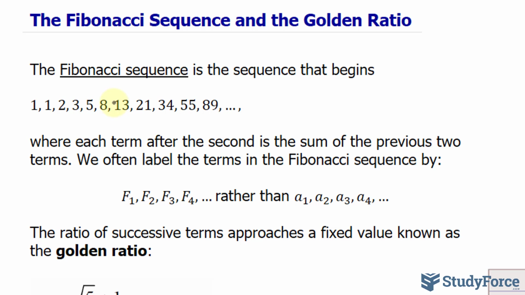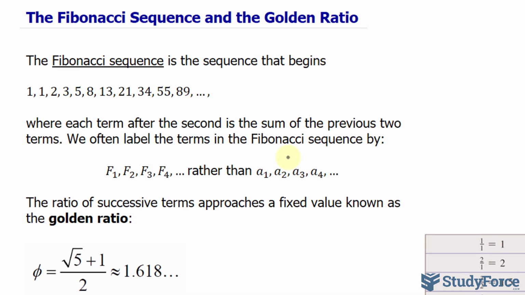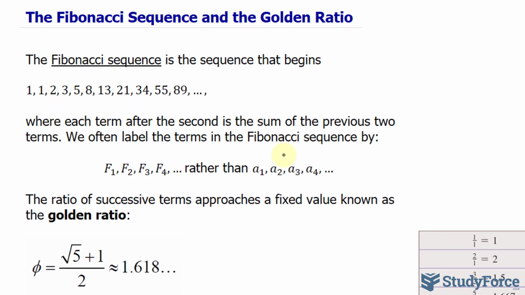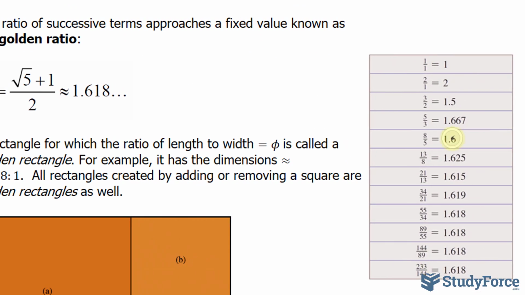Unlike regular sequences, we often label the terms in the Fibonacci sequence by f sub 1, sub 2, sub 3, and so forth, rather than the typical a sub 1, sub 2, etc. Now what's interesting about this sequence is that the ratio of successive terms approaches a fixed value known as the golden ratio. So take a look at this table right here.